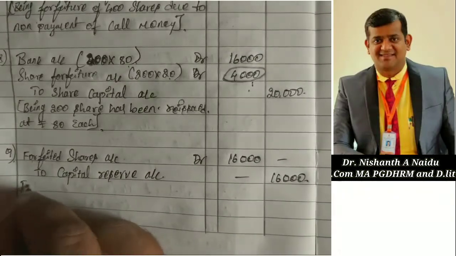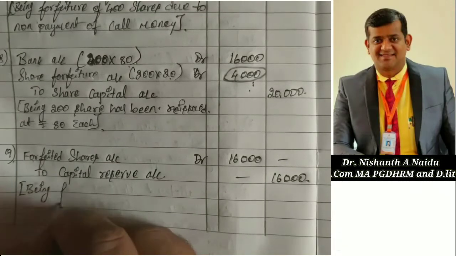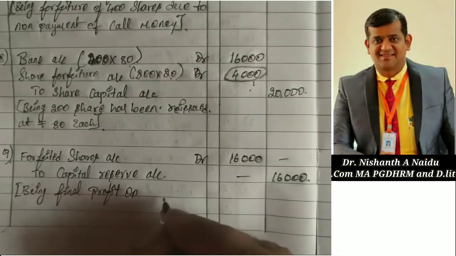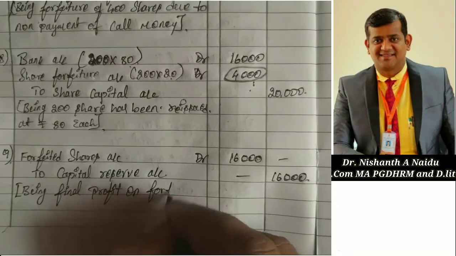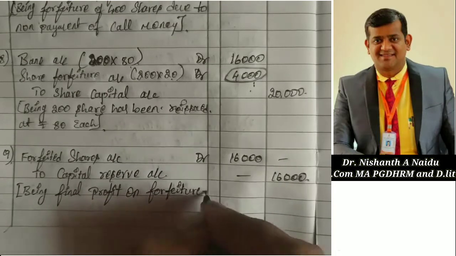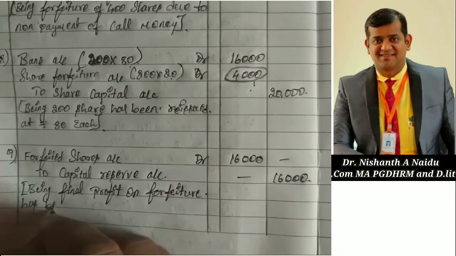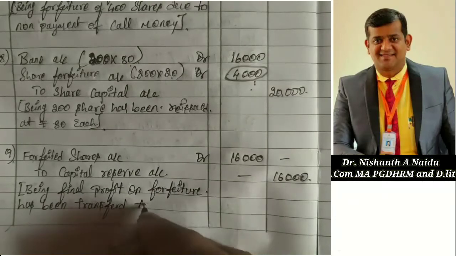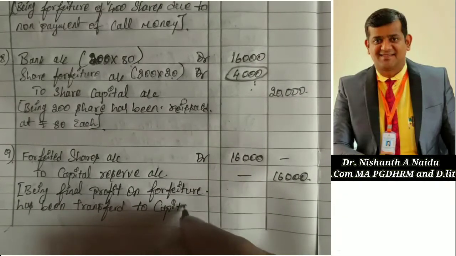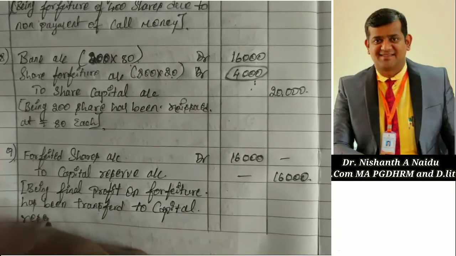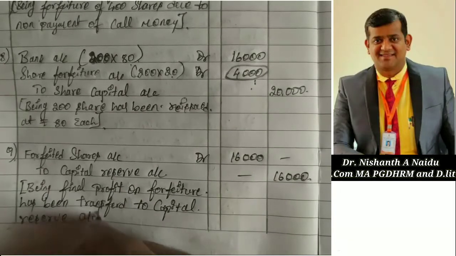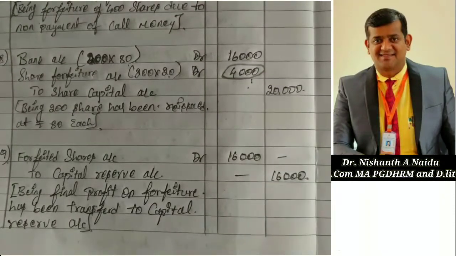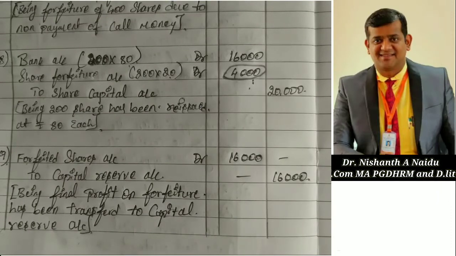So the narration for this: being final profit on forfeiture has been transferred to capital reserve account. So I'm done with the 9th entry. Okay, so I believe you have understood the journal entry part. So the journal entry is over.